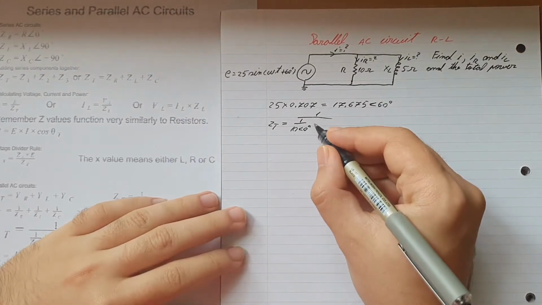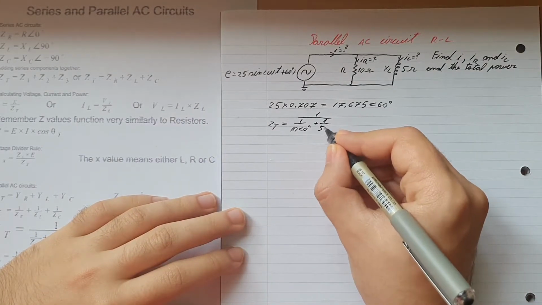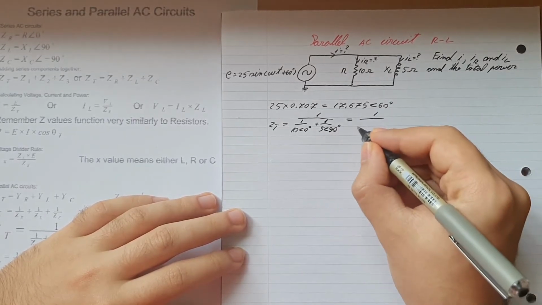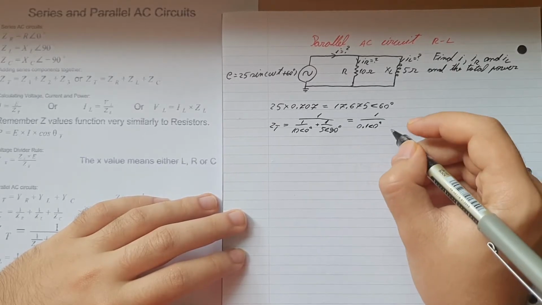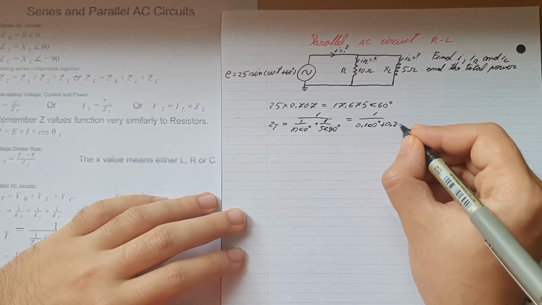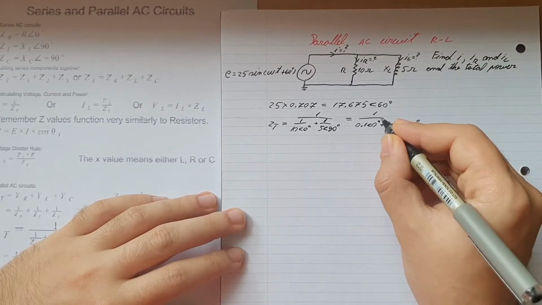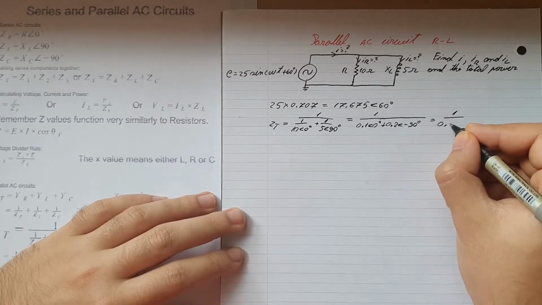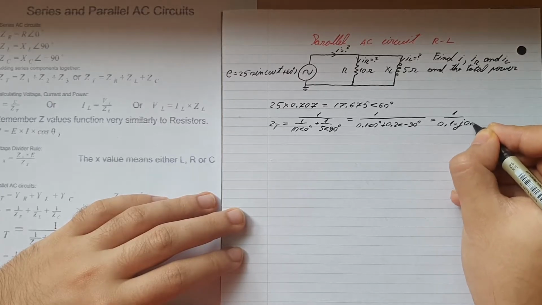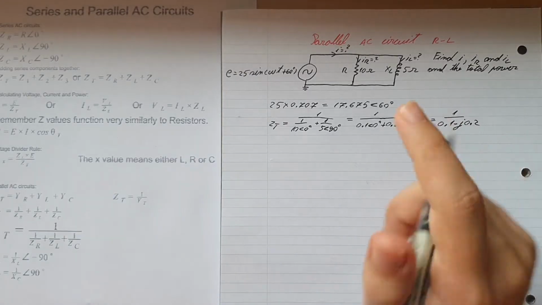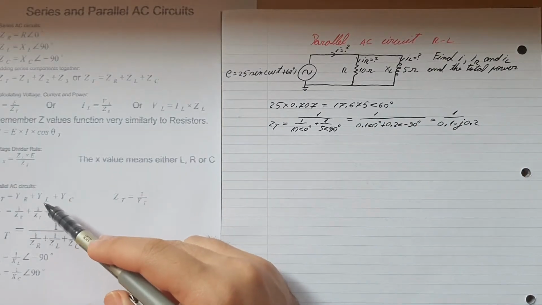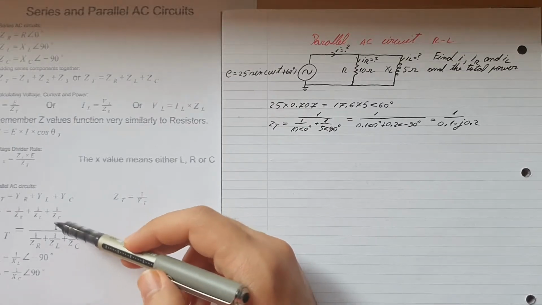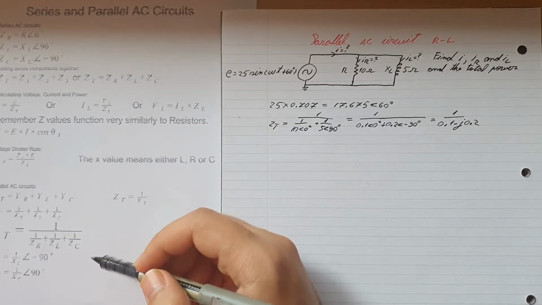Plus 1 over 5 at an angle of 90 degrees. This will be equal to 1 over 0.1 at an angle of 0 degrees plus 0.2 at an angle of minus 90 degrees. Right, and this one will be equal to 1 over 0.1 minus j0.2. And again, you can use the Y values instead of the Z values to calculate, if you want to do it this way. But again, I find it more useful to do it in the Z format.